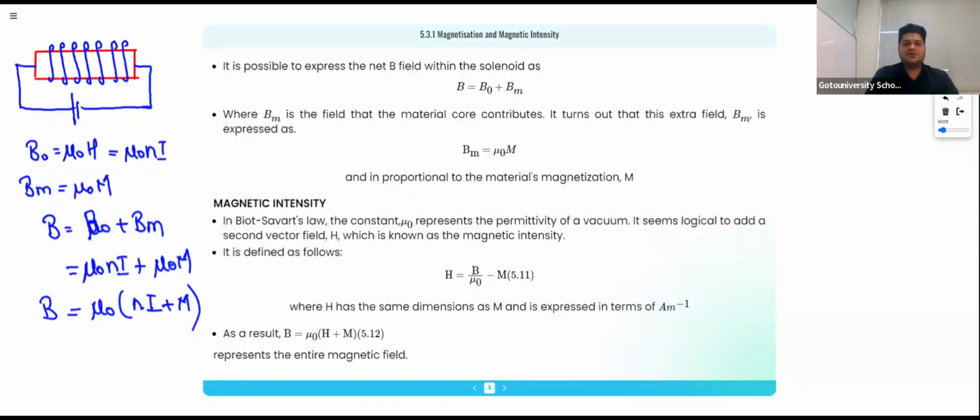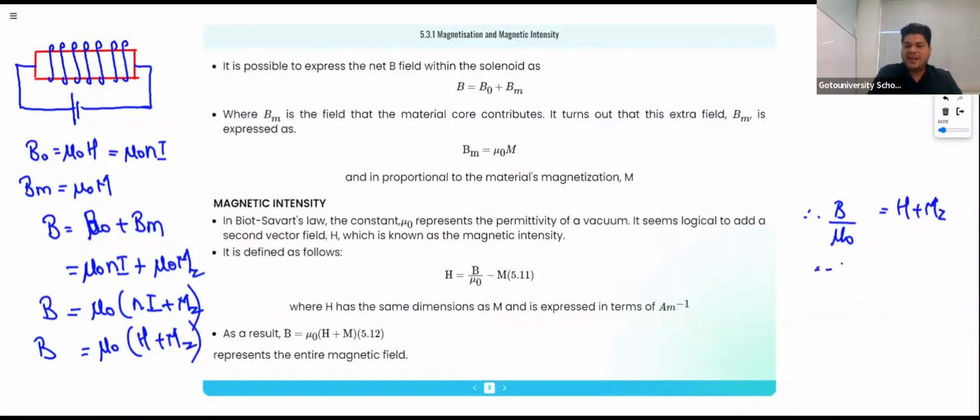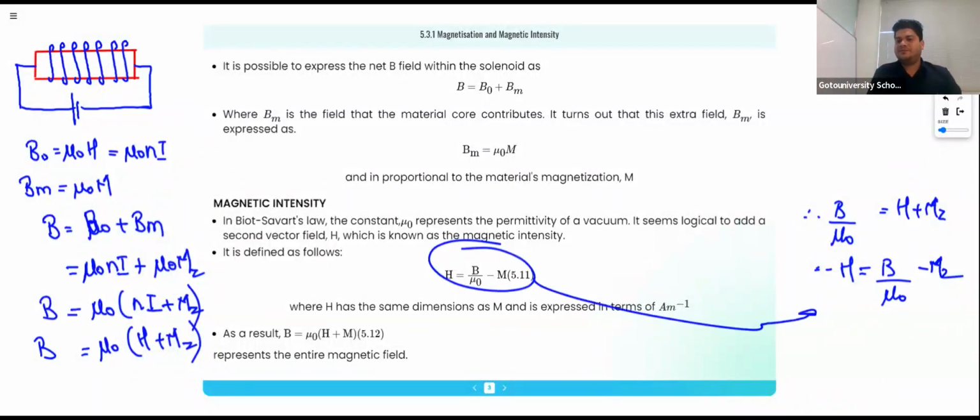And here it is B. So what is nI? We have studied about nI. nI is nothing but your H, plus M, which is your magnetization. I will represent it by Mz. So this will be B upon mu naught is equal to H plus Mz. If you rearrange this, you will get H is equal to B upon mu naught minus Mz. This is how this formula comes into the picture.